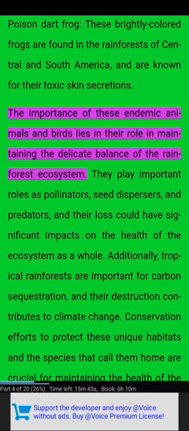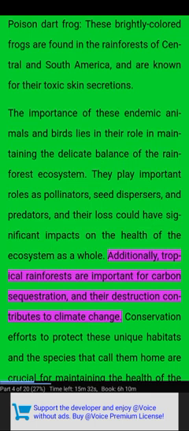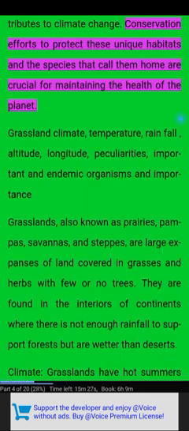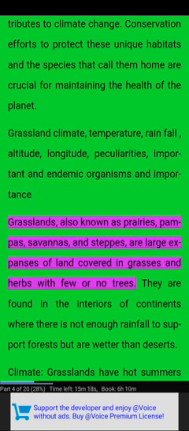The importance of these endemic animals and birds lies in their role in maintaining the delicate balance of the rainforest ecosystem. They play important roles as pollinators, seed dispersers, and predators, and their loss could have significant impacts on the health of the ecosystem as a whole. Additionally, tropical rainforests are important for carbon sequestration, and their destruction contributes to climate change. Conservation efforts to protect these unique habitats and the species that call them home are crucial for maintaining the health of the planet.